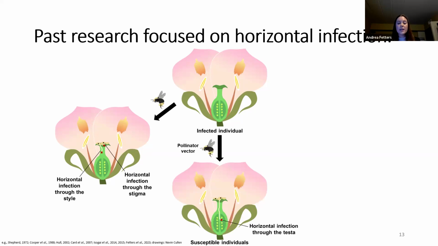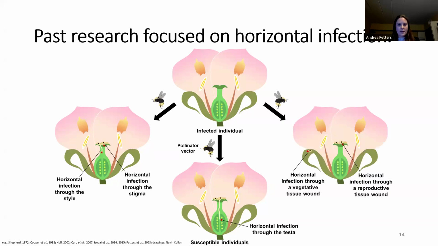Or after pollination and after fertilization, a pollen-associated virus can move from a developing embryo to the mother through maternally derived tissues that connect that embryo to the mother if the fertilization event was successful. Lastly, horizontal infection can occur after a pollen-associated virus penetrates a fresh wound in either reproductive or vegetative tissues.